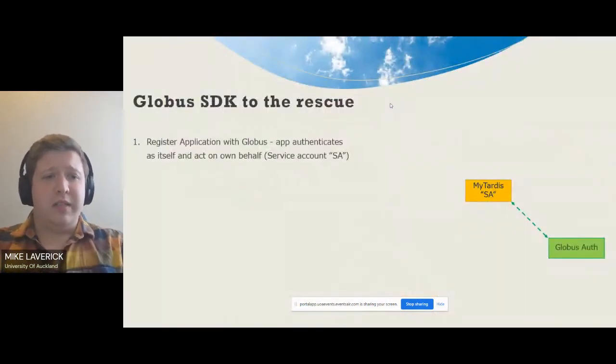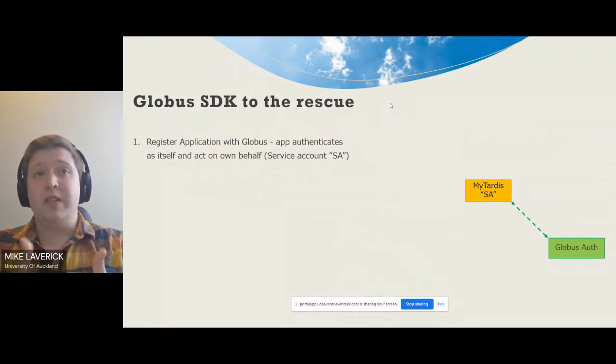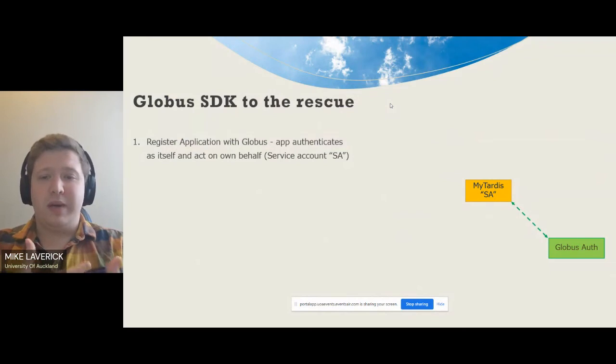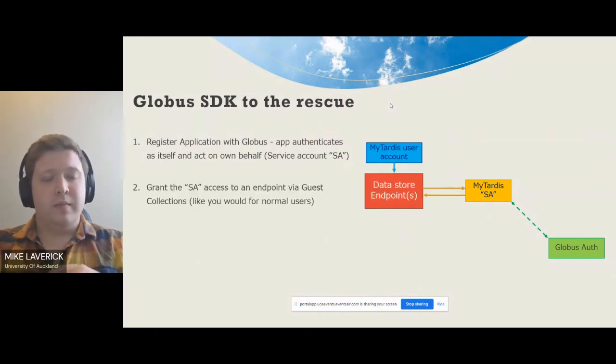So with the Globus SDK, what you can do is you can register an application with Globus. This allows the application to authenticate as itself on its own behalf, as if it was a service account. So we can set up a MyTardis service account, and this can do things by itself. Just like any other user, if you give the service account access to a guest collection, to a shared endpoint, then the service account can transfer to and from that endpoint like any other user.